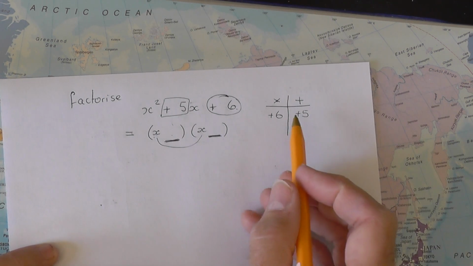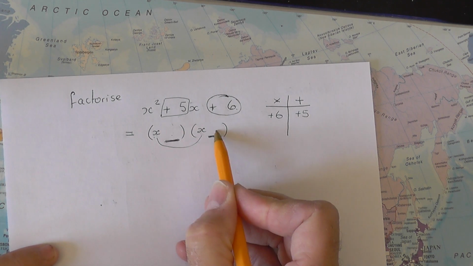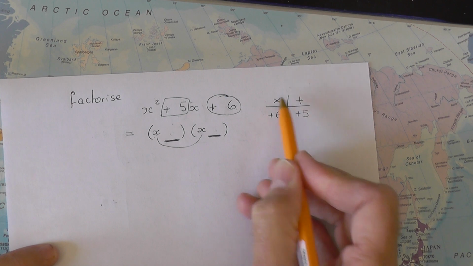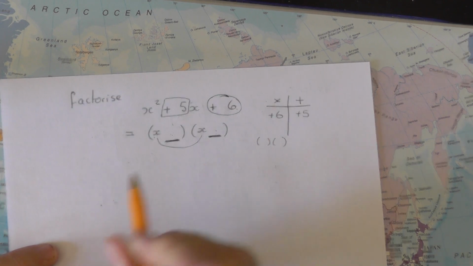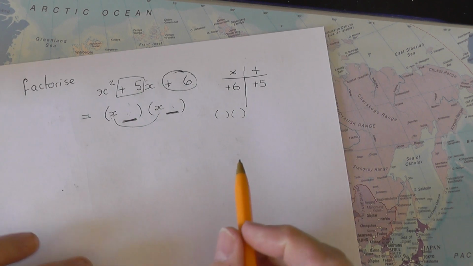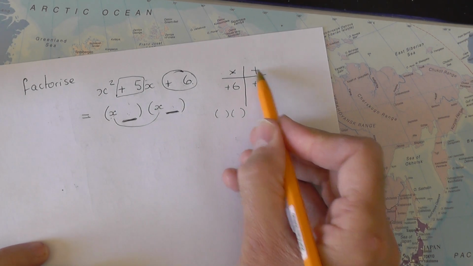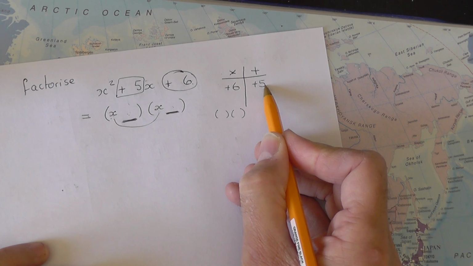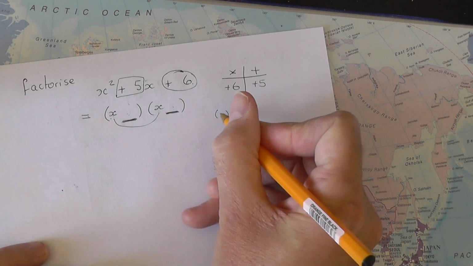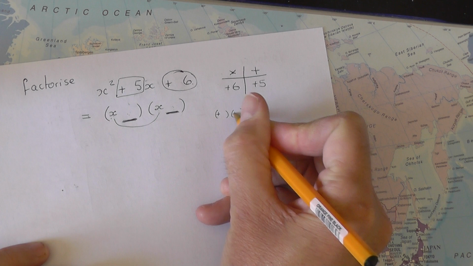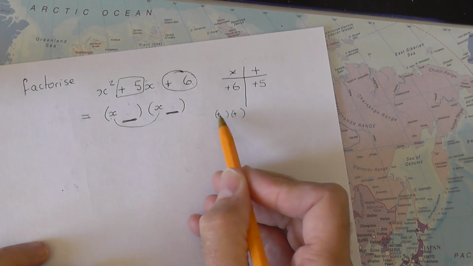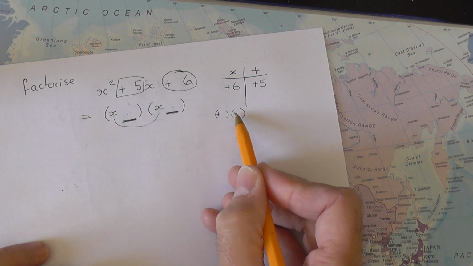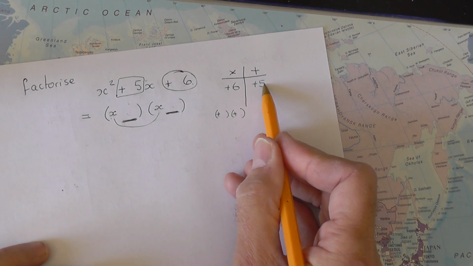Now what we're going to do is use the table to find the two numbers which multiply to give plus 6, and we're going to write down what these numbers are underneath. But at the same time, they must add up to give plus 5. If you think about it, both the numbers must be pluses. A plus times a plus will give a plus. And when you add the two numbers together, a plus number with a plus number will give a plus answer.